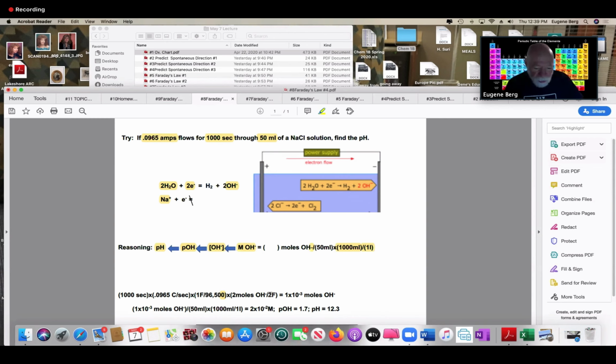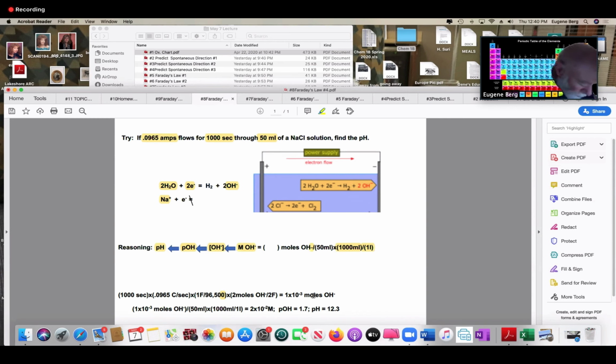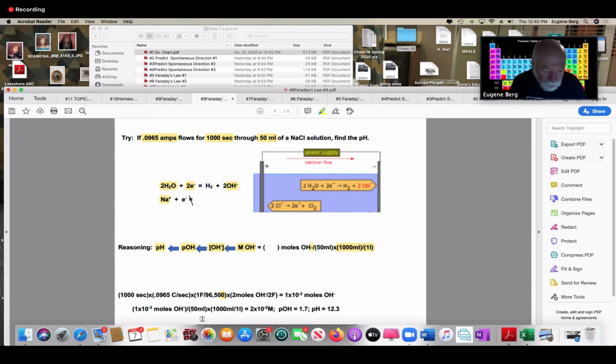Okay, now I got an answer of 1 times 10 to the minus 3 moles of hydroxide. I don't believe it, so let me try it on my calculator. So 1,000 times 0.0965 divided by Faraday's constant times, that ought to be it. Okay, yeah, I got an answer of 0.001, which is the same as 1 times 10 to the minus 3.